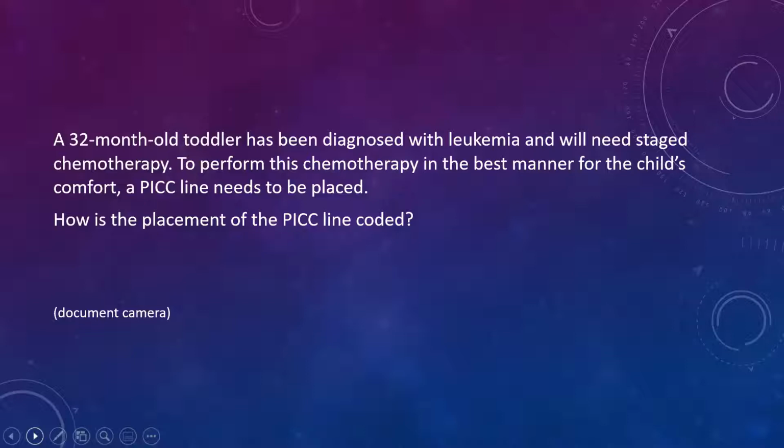So this question, several people missed it, and it was asked about a couple of times in the discussion. It was kind of tricky. So it says a 32-month-old toddler has been diagnosed with leukemia and will need staged chemotherapy. To perform this chemotherapy in the best manner for the child's comfort, a PICC line needs to be placed. How is the placement of the PICC line coded?